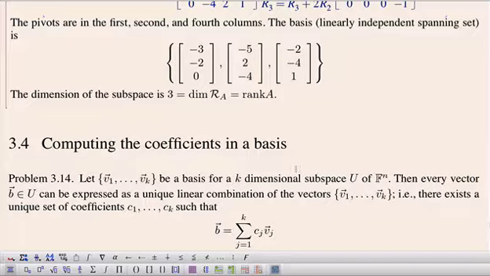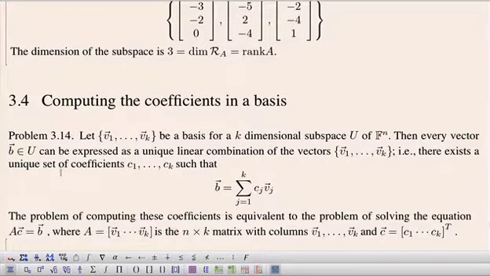Section 3.4, computing the coefficients in a basis. Here the problem is that we have v1, ..., vk, a basis for a k-dimensional subspace U of the F^n vector space. Then every vector b in this subspace U can be expressed as a unique linear combination of the vectors v1, ..., vk. That means we can have some scalar coefficients c1, ..., ck such that b equals the sum of cj vj, a linear combination of the vj's with these coefficients c1, ..., ck.